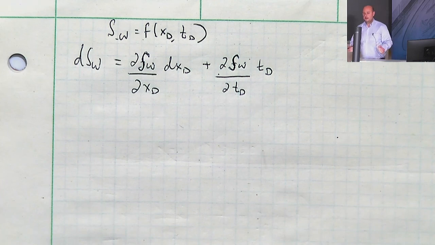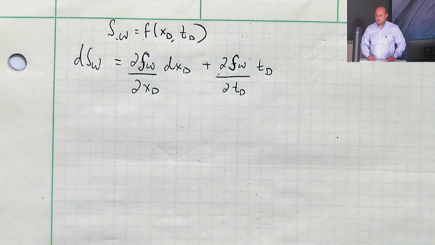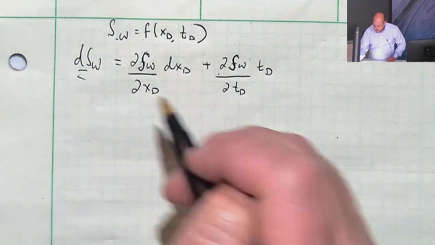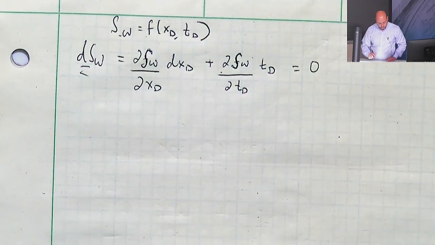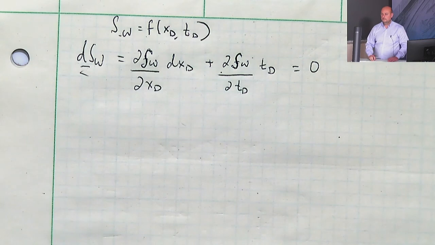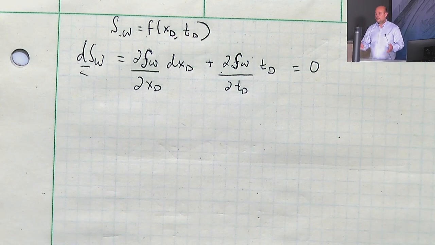And because I was looking at those blue dots, and those blue dots had the same saturation, that means that dSW is equal to zero. Make sense? If SW is constant, then the change in SW is zero.